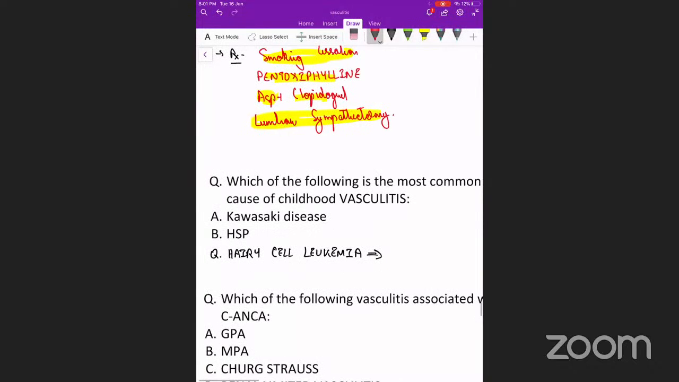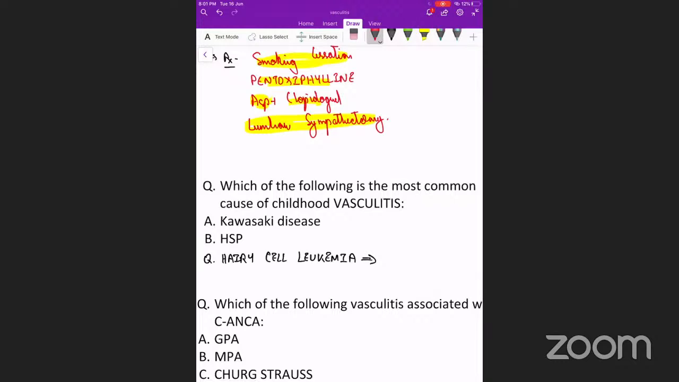Okay, this I think we've already done. Which of the following is the most common cause of vasculitis in children? Everyone is confused, but it is Henoch-Schönlein purpura. Nelson says this. Kawasaki is the most common cause for acquired heart disease leading to death. So, Henoch-Schönlein purpura.